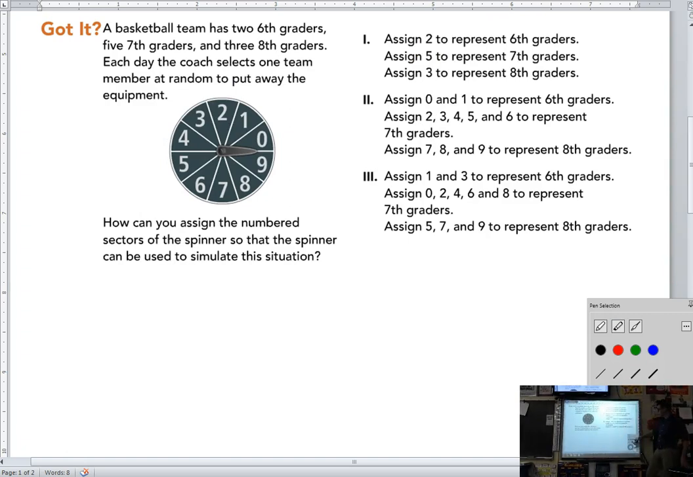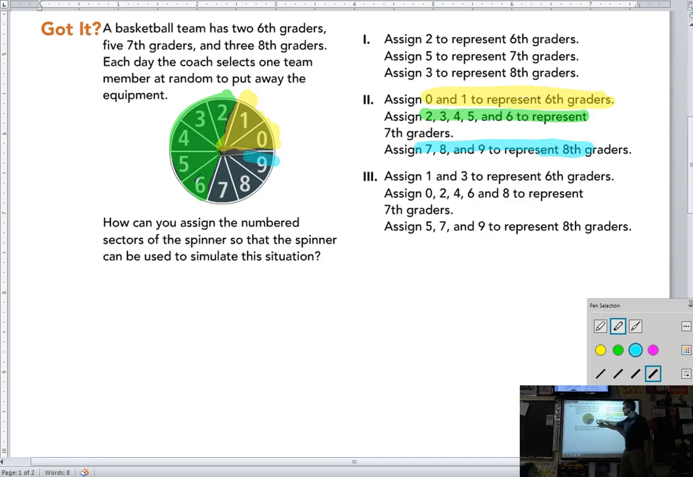So now let's try assigning 0 and 1 to represent 6th graders. Okay, so these are 6th graders. Assign 2, 3, 4, 5, 6 for 7th graders. So here's your 7th graders. And 7, 8, 9 for 8th graders. So if each of those numbers is a team player, like a member, and whoever it lands on, they pick up the gear, is that evenly distributed? Did we cover all players? Yeah, because we have 2 6th graders, 5 7th, and 3 8th graders.